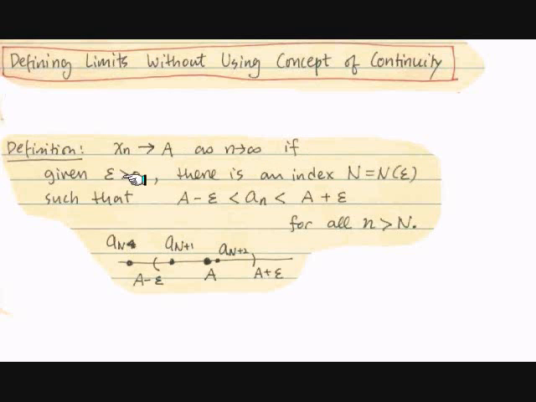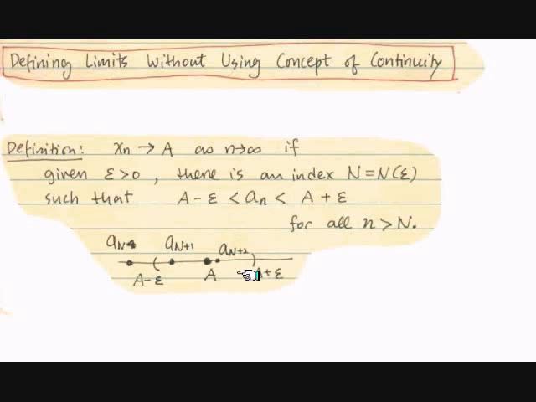So given a small radius around this target A, like A plus epsilon, A minus epsilon, there's usually this large index such that all the terms AN fall within this interval, A plus epsilon and A minus epsilon.